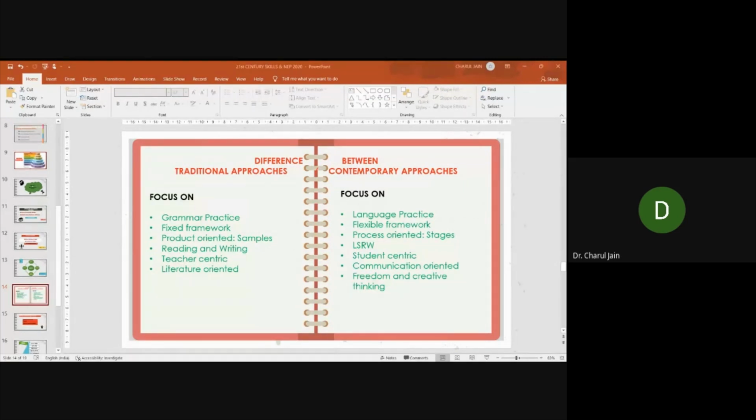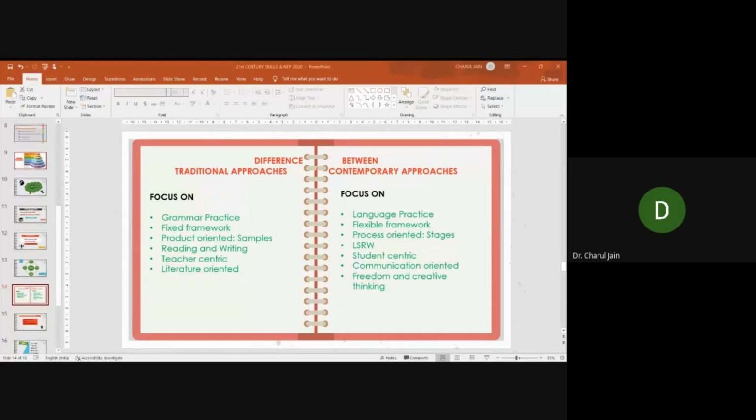And therefore, what we need is a shift from grammar practice to language practice. What we need is a very flexible framework of teaching rather than a very rigid framework of teaching, which is completely able to evolve with the requirements of the learners and in tune with the demands of the 21st century. We need to focus on listening, speaking, reading, and writing. All of you would agree.